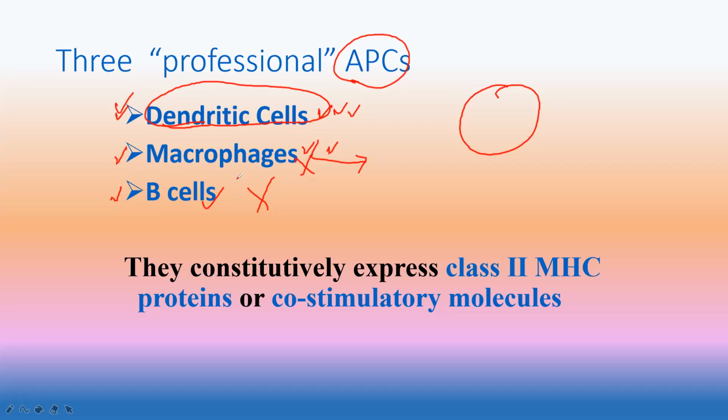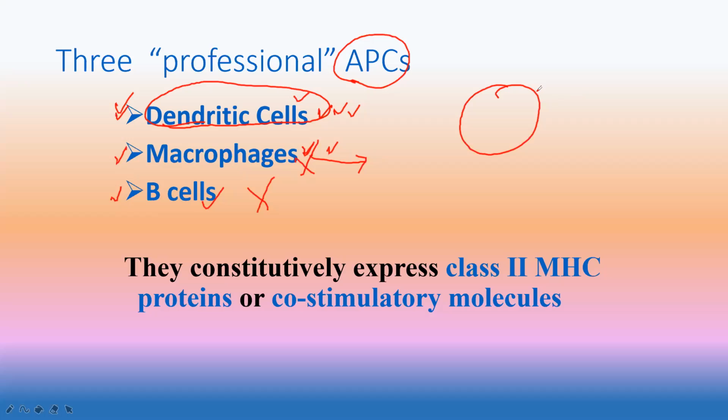Do not get confused. No doubt macrophage is a very famous cell, having a lot of functions to do. One function is antigen presentation, but it's not a strict function that it must do. Macrophage has too many functions, a variety of functions, so it's not specific for antigen presentation. Dendritic cells are the only specific ones. This is one thing.